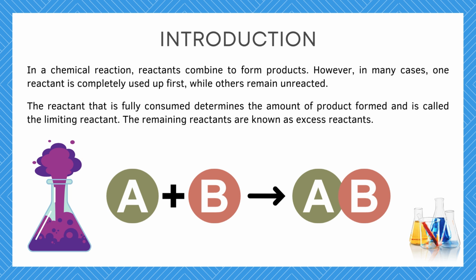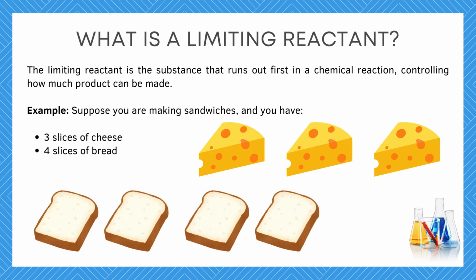The limiting reactant is the reactant that is used up in the course of a reaction while the other ones are left over. Now, the remaining reactants are known as excess reactants. Now, let me take one example that you can relate to explain what I just said. The limiting reactant is a substance that runs out first in a chemical reaction and it controls how much product can be made. Now, here is an example on the screen right now.